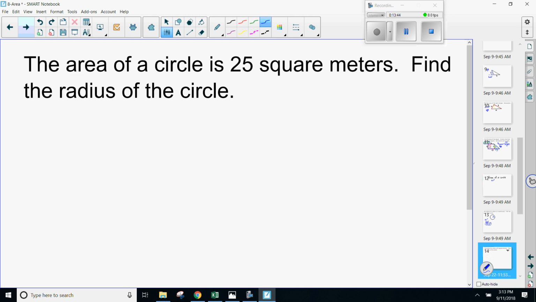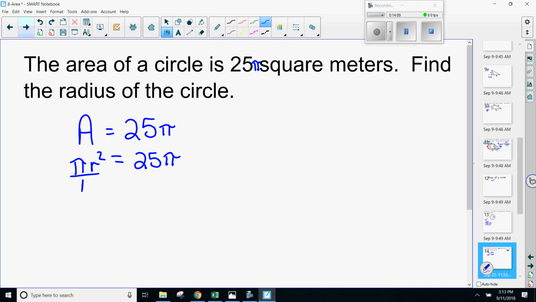What happens when you get to something like this? I'm going to change this just a little bit. I'm going to stick a pi in there just so the calculation is going to be easier. The area of a circle is 25 pi square meters. They want to know what is the radius of the circle. What's the formula for area of a circle? Pi r squared.